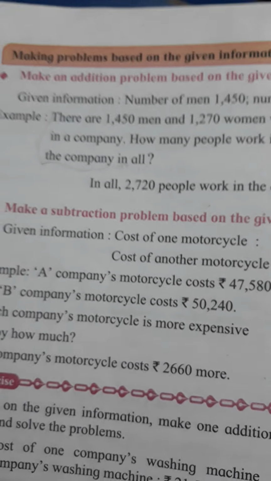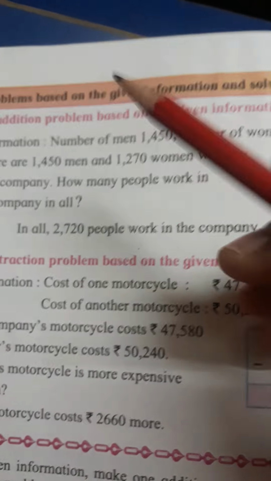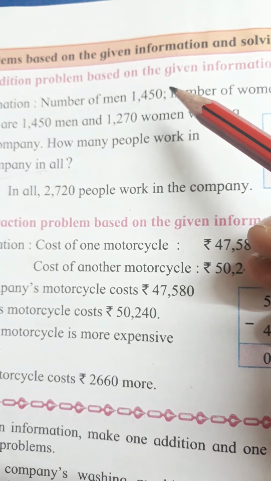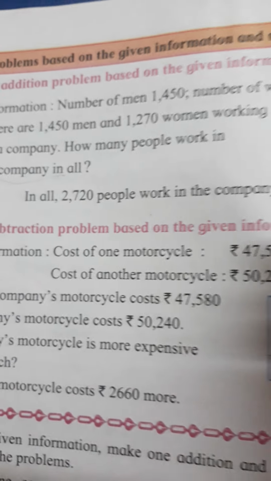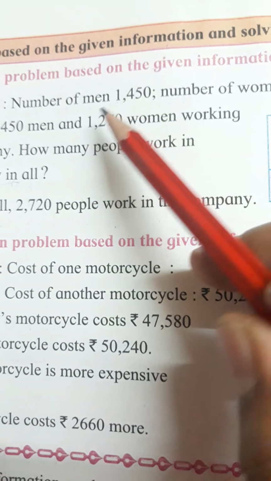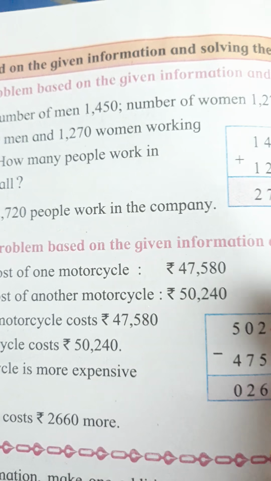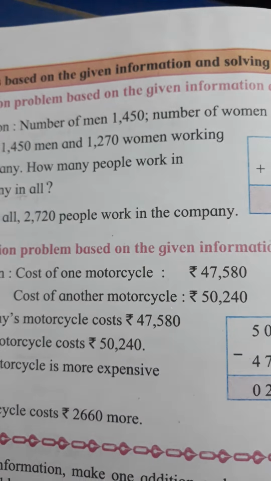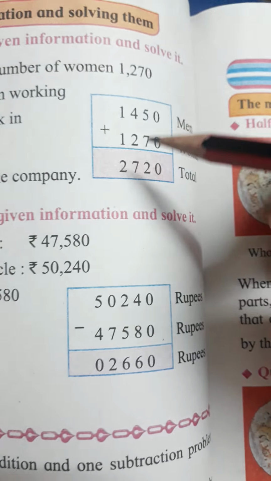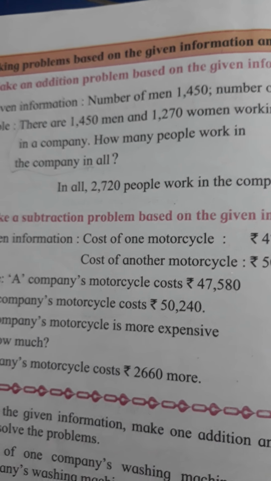Or you can make another word problem, like look, I am making. There is a village, and in that village 1,450 are men and 1,270 are women. So what is the total number of them? Okay, this is a word problem. Solve it and write the answer.